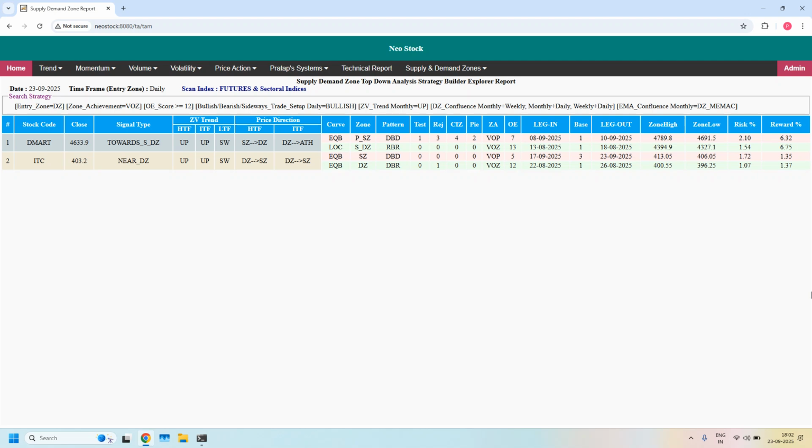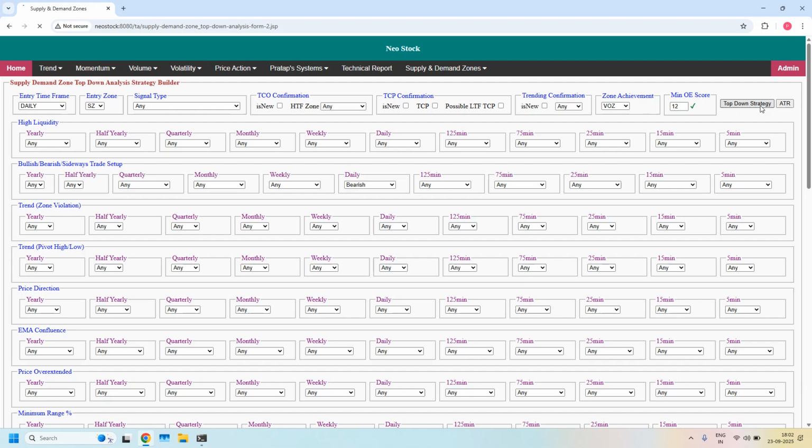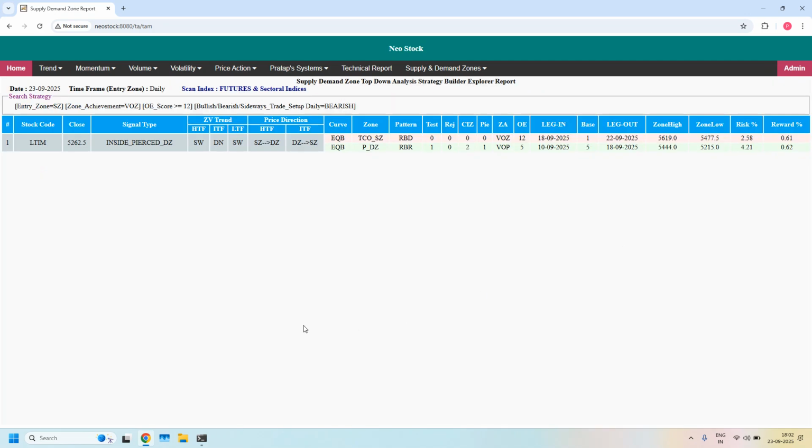Okay, next I will generate a bearish trade setup for monthly income trade. Entry time frame daily, entry zone supply zone, bullish or bearish. At the daily time frame, I am selecting bearish. Zone achievement: violated opposing zone. Minimum odd enhancer score 12, and we got 1 stock, supporting a bearish trade setup for monthly income trade. Entry time frame zone is the daily supply zone.